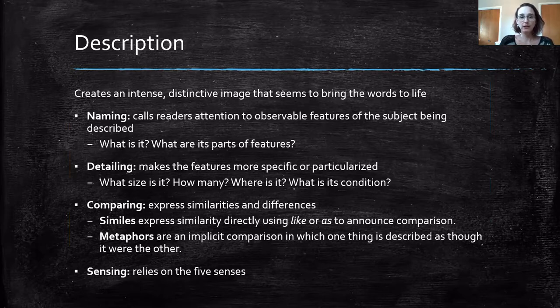Next is thinking about comparing, and there's two specific ways of comparing. So similes, in which you use like or as, and metaphors, where you are using an implicit comparison. So one way to think about this is to say, when my spouse came home after 2 weeks, I was as excited as a puppy.